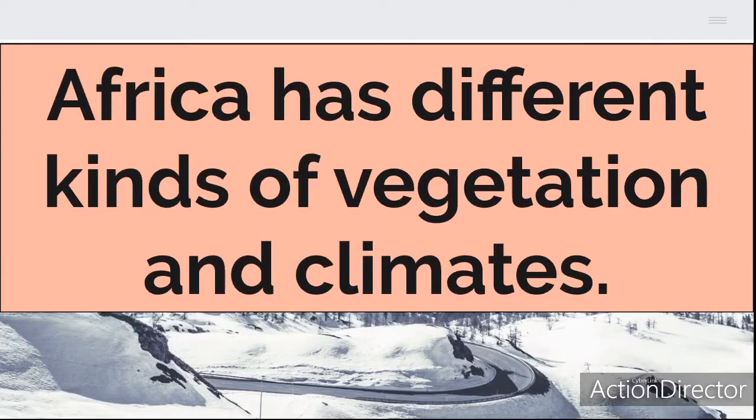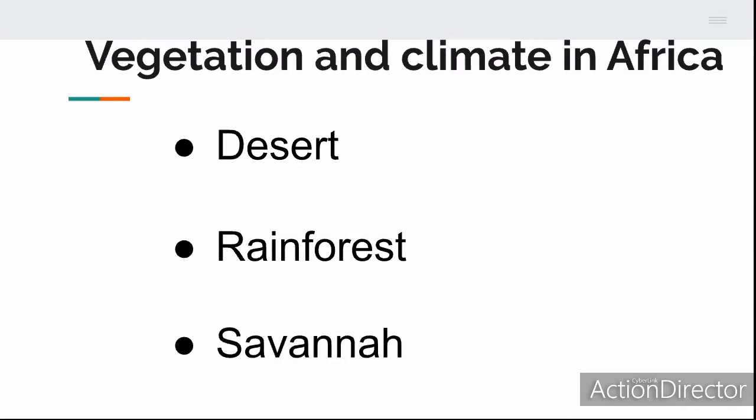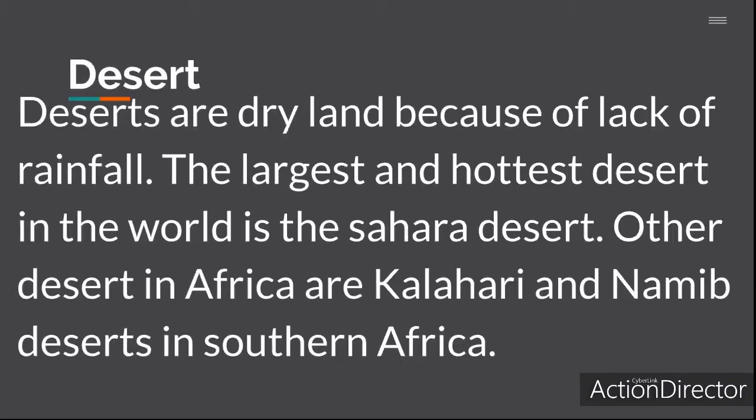Africa has different kinds of vegetation and climates, and we're going to be looking at them one after the other. The vegetation and climate in Africa are deserts, rainforest, and savanna. Now, let's talk about deserts.